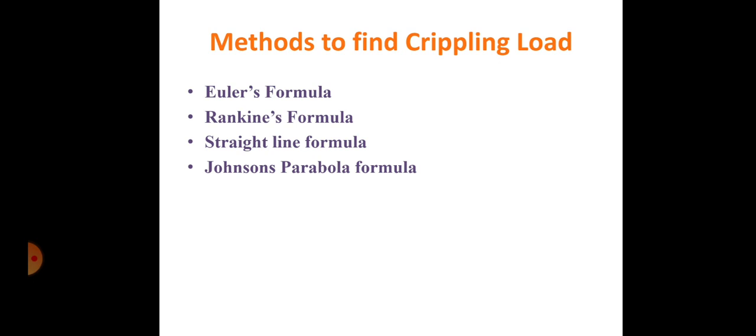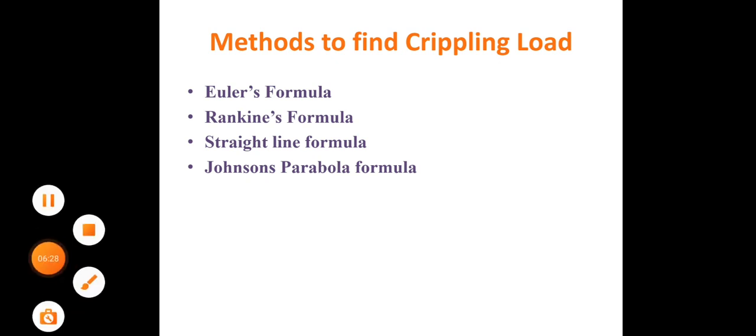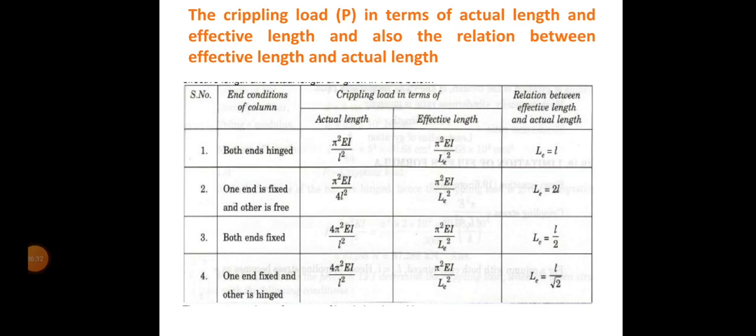I already told you that there are different methods available to calculate the crippling load or buckling load. The important methods are Euler's formula, Rankine's formula, Straight line formula, and Johnson's parabola formula. The crippling loads for the four end conditions are given in the diagram, using Euler's column theory.